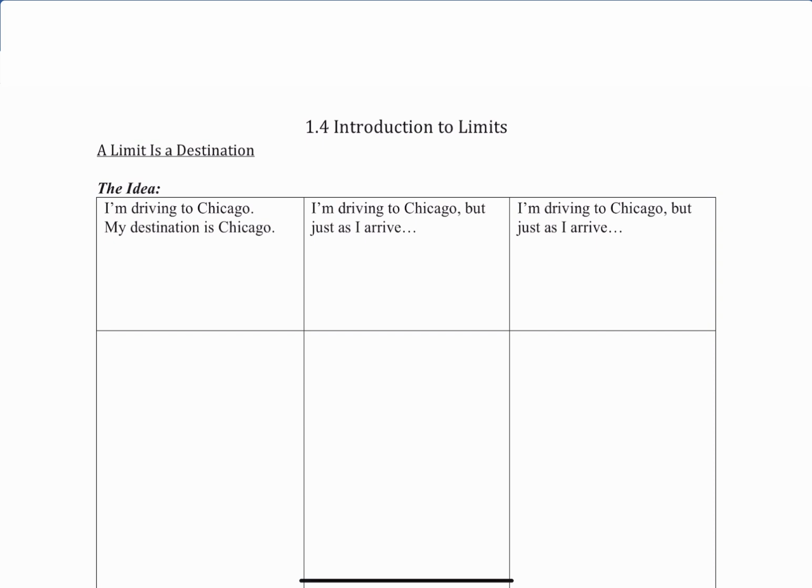The idea of a limit is that it's a destination. So let's say I'm driving to Chicago. My destination is Chicago. And let's say Chicago is right here. And let's say this is my road. Let's say that's Interstate 55, which I think goes through Chicago. Okay, so I'm driving along from either direction, who knows.